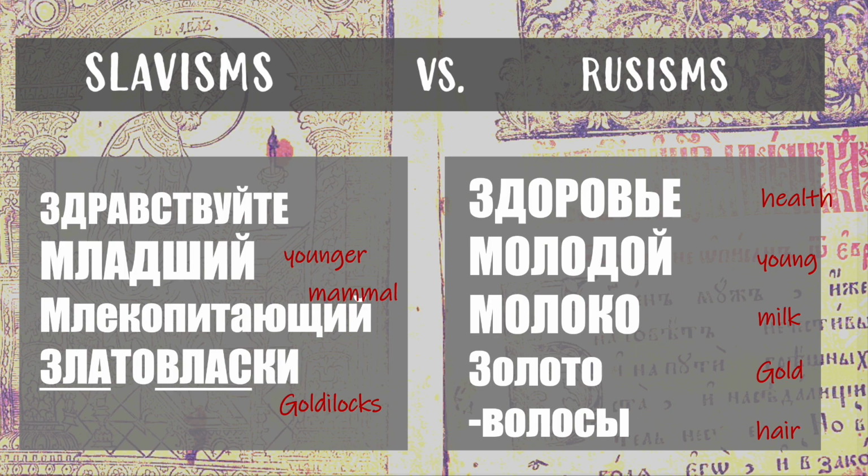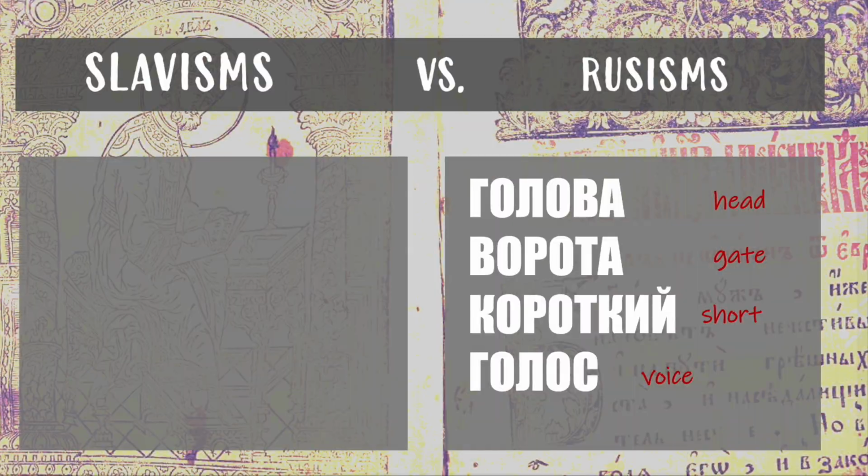Something I find extremely fascinating that one of my professors in Moscow pointed out to me is that Slavisms tend to be more abstract, whereas the Russisms tend to be more concrete or pertaining to more everyday phenomena. So let's take a look at that more in depth. Okay, so here we're going to talk about some examples where the Russisms are about more concrete everyday objects, and then the Slavisms relate to more abstract terms.